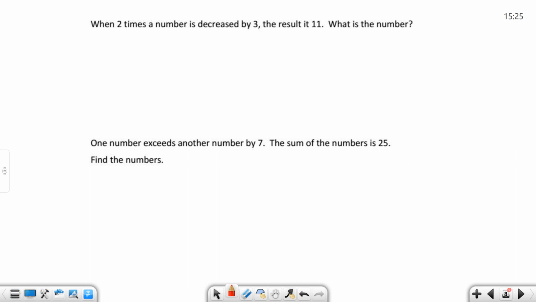So when 2 times a number is decreased by 3, the result is 11. What's the number? So let me tell you this just kind of in general in math. If you see something in order, like 2 times a number is decreased by 3, it's going to go 2 times your number and then minus 3.